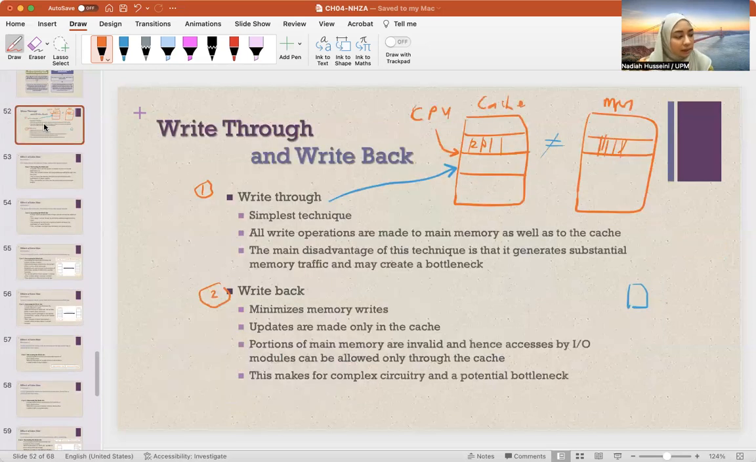Okay, so is that clear, the write through and write back difference? Any questions? Everyone's okay, or are you just asleep? It's very cold today. Okay, so I'm going to continue if there are no questions.